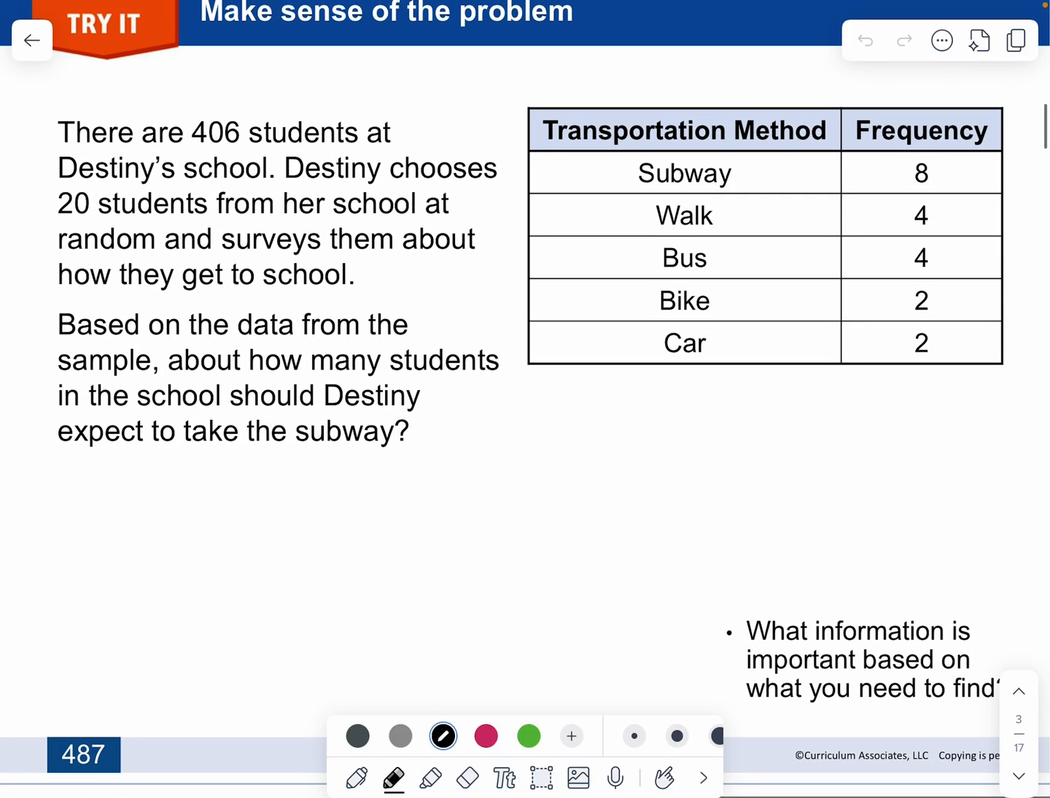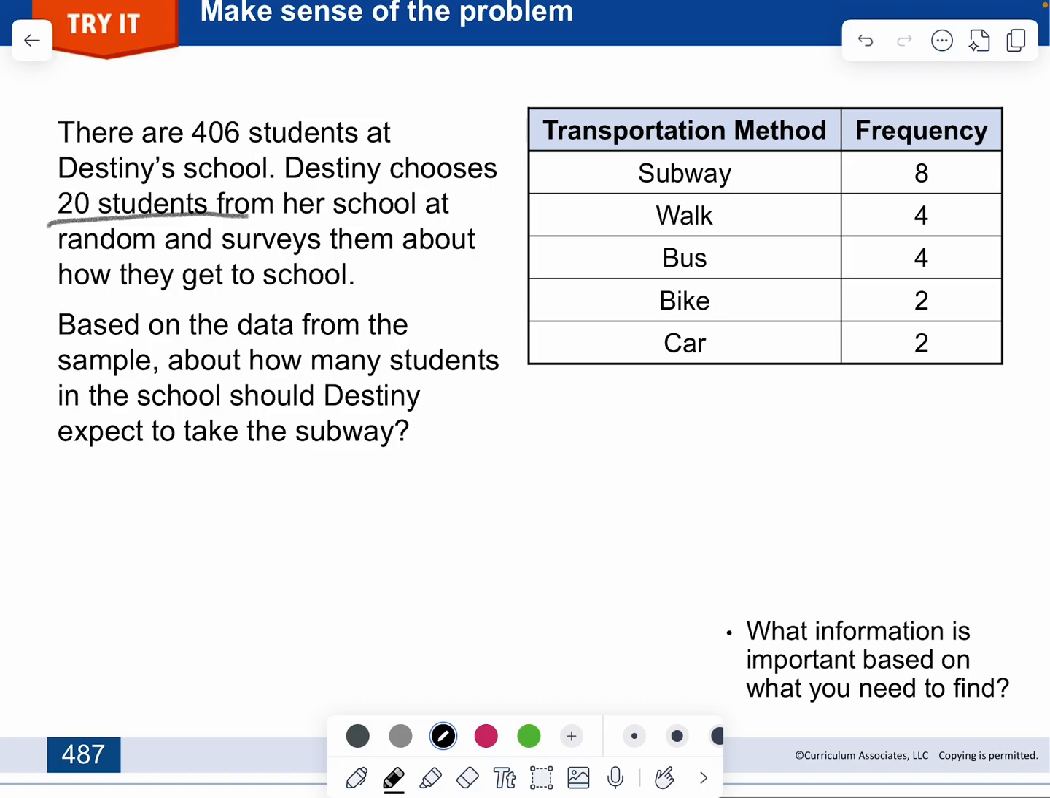On page 487. I think today we're actually going to do a little bit of math. There are 406 students at Destiny's school. Destiny chooses 20 students from her school at random and surveys them about how they get to school. Based on the data from the sample, about how many students in the school should Destiny expect to take the subway? So how many did Destiny survey?